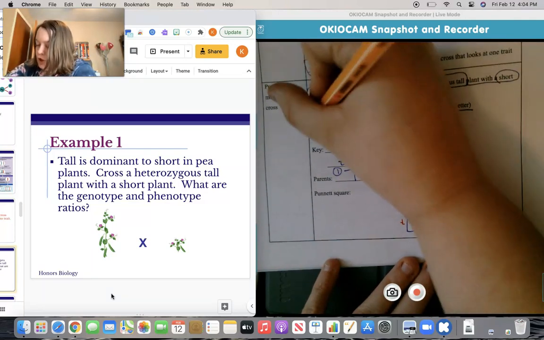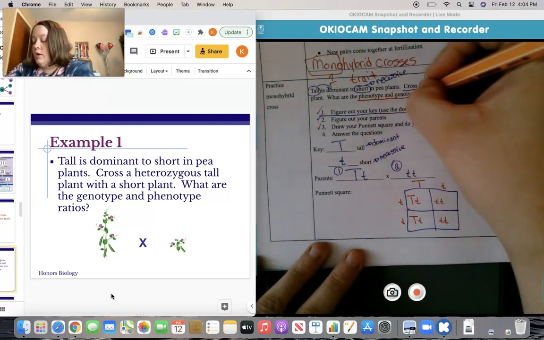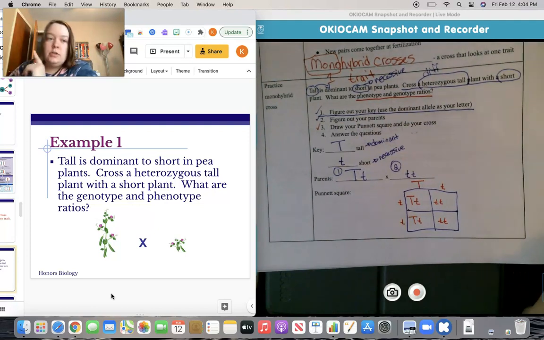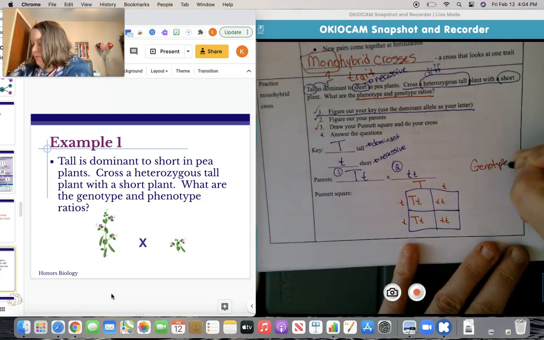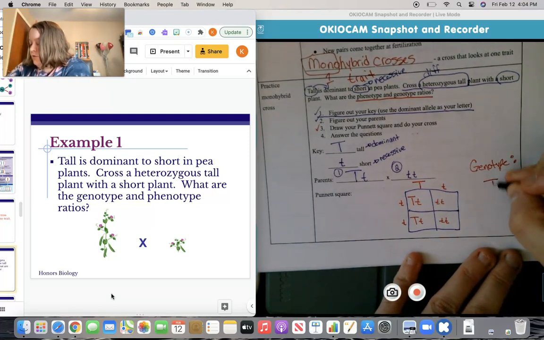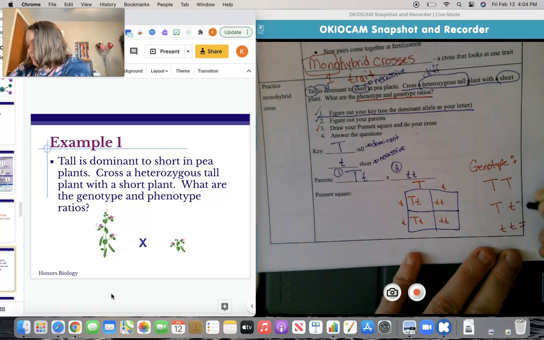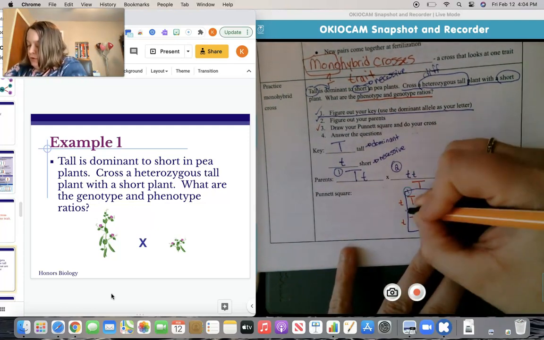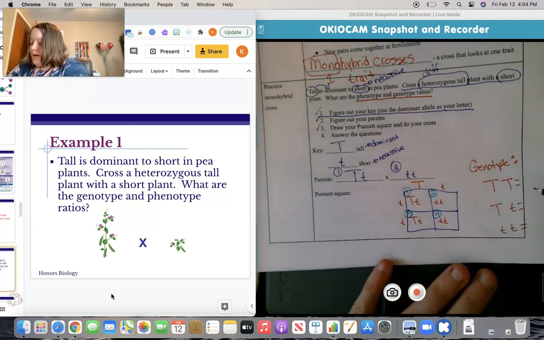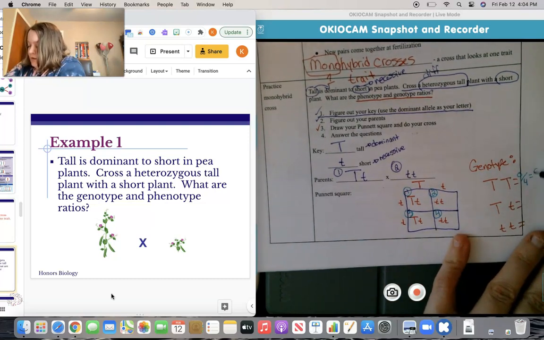Filled it in. Now we have to answer our question. Our question asks for phenotype and genotype ratios. I like doing genotype first just because it's already written there. So let's do genotype. My genotype possibilities: 2 capitals, a capital and a lowercase, or 2 lowercases. Now, here we have 4 possible offspring combinations. 1, 2, 3, 4. How many are big T, big T? 0. 0 out of 4, that gives me 0%.